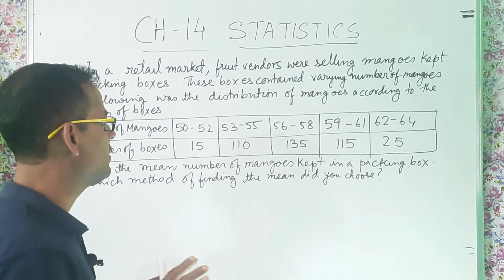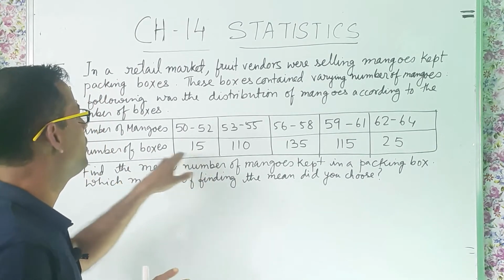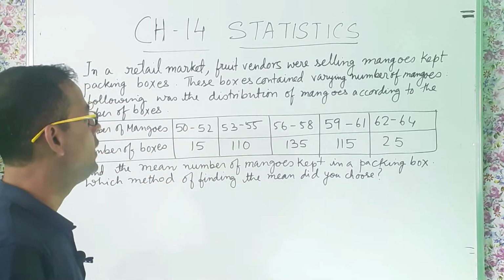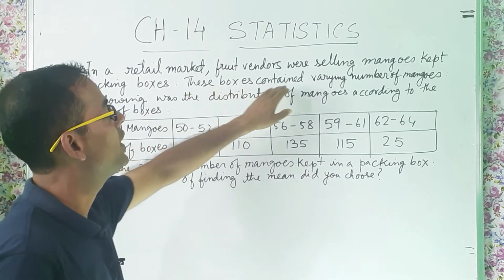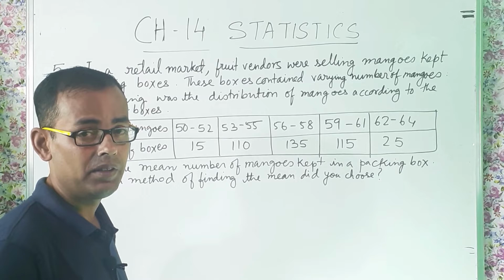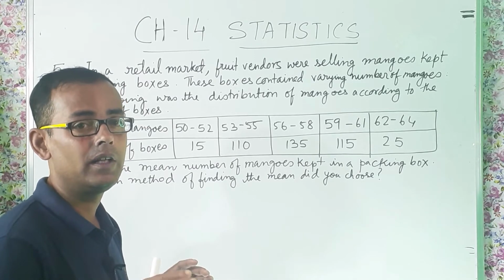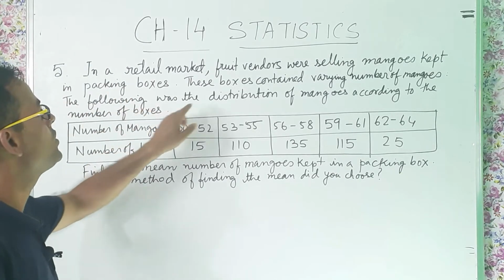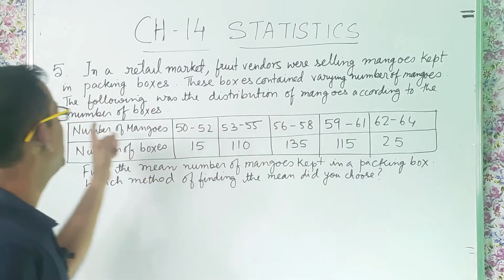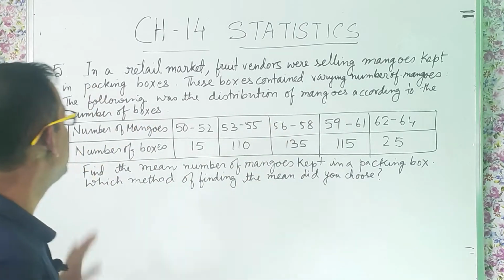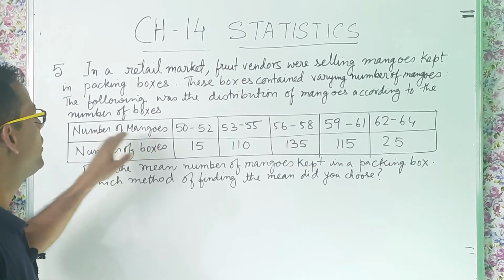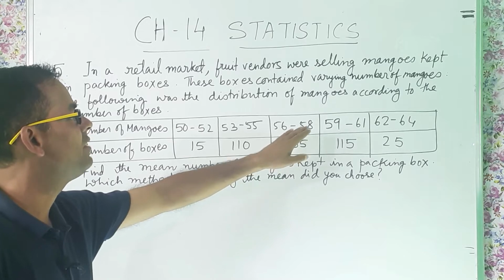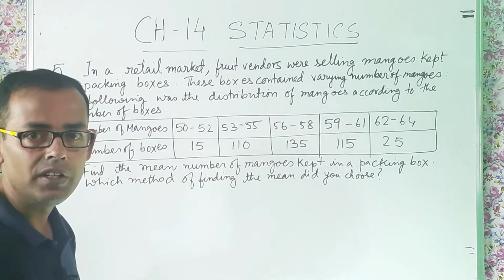For this example, you can see here the number of boxes they have told. How many mangoes were there? Around 50 to 52. These boxes contain varying number of mangoes, meaning the number of mangoes in one box is different from the number of mangoes in another box. The following was the distribution of mangoes according to the number of boxes. The chart is given: number of mangoes 50 to 52, 53 to 55, 56 to 58, 59 to 61, 62 to 64.